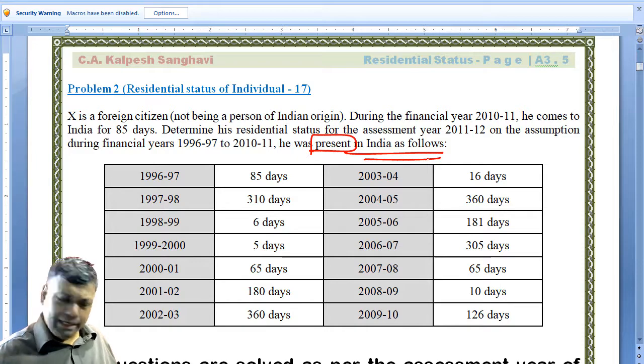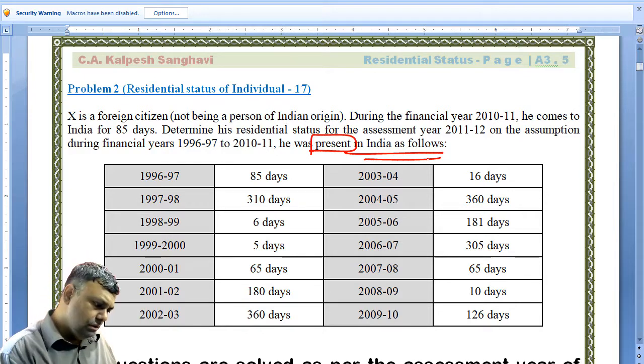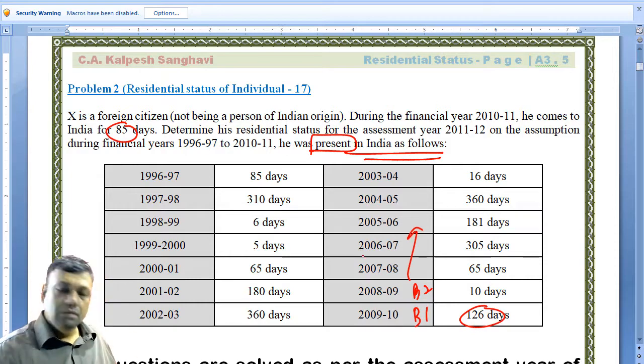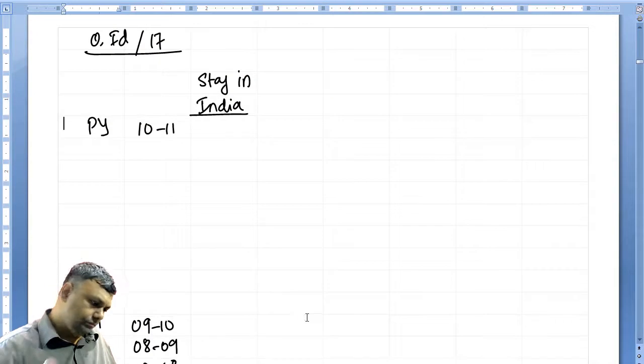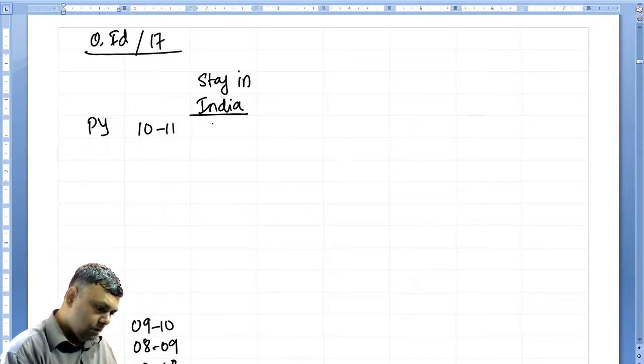And that also we will take care of in due course of time, but I'm just grooming you to that particular level, and the presence in India is given. So my previous year is 85 days, then this is the before year, and so on. So let me update that. This is 85 days.